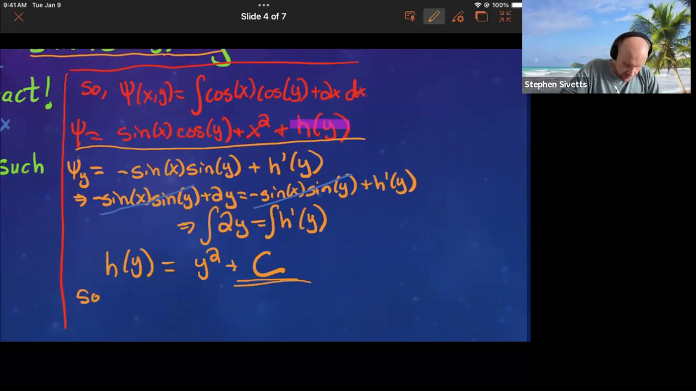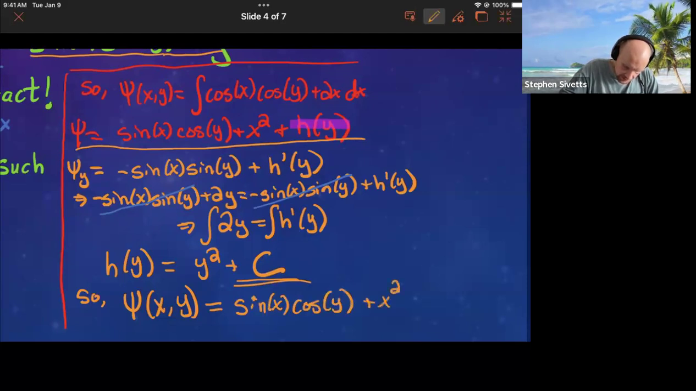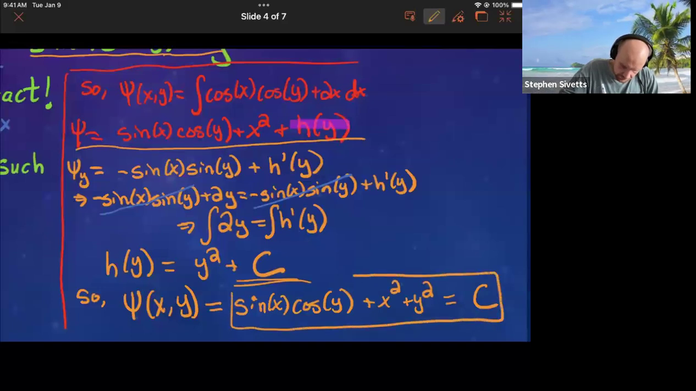And so the general solution, psi of x and y, so we'll have sine x cosine y plus x squared plus y squared, and that equals c. All right. So that's the general solution. So hopefully that made sense.